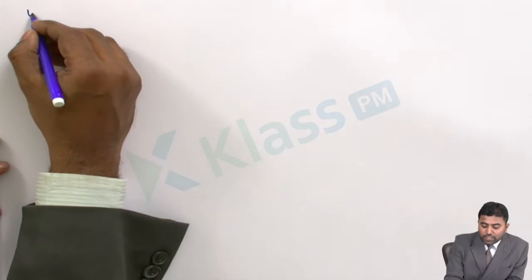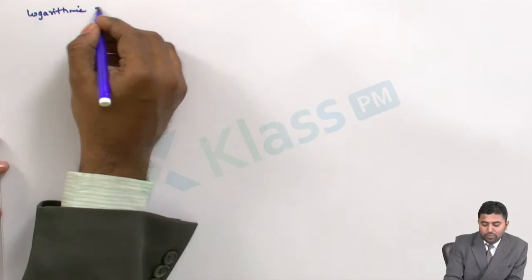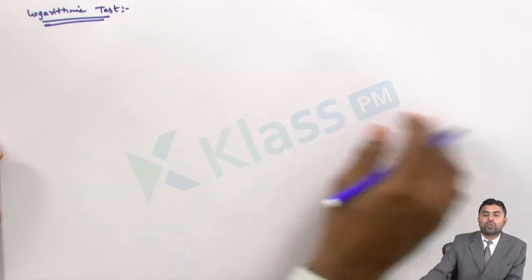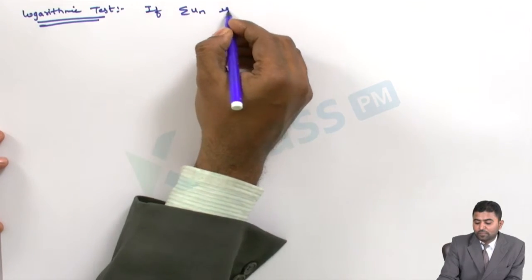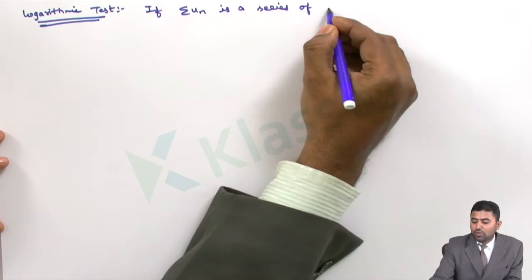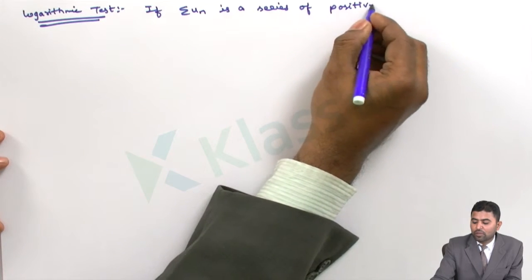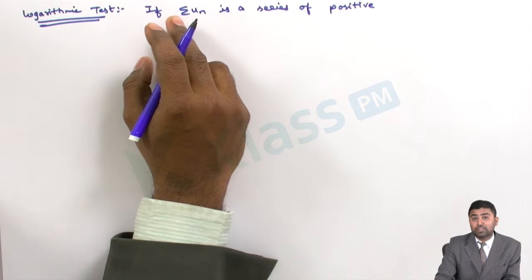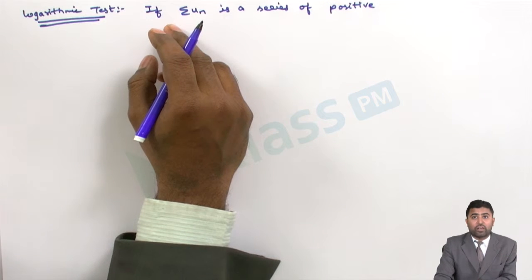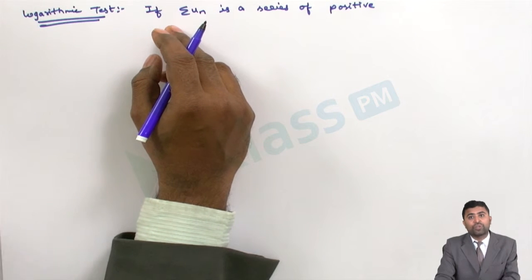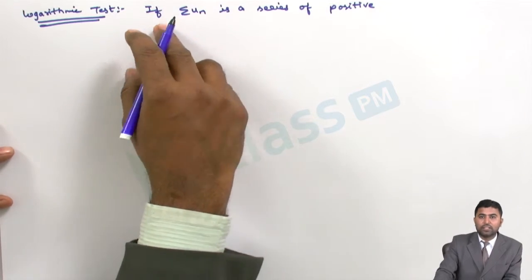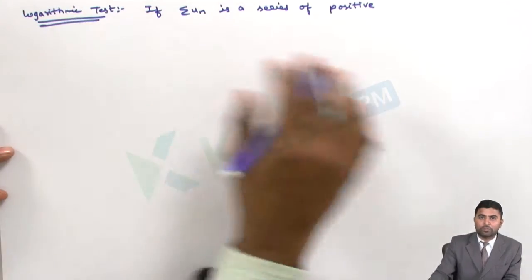Now we'll see the logarithmic test. Okay, when to use the logarithmic test? We'll write it. If summation un is a series of positive terms, it is not actually given in the syllabus, but see that whenever the test fails and you are having the answer of x in terms of e, you need some test. That test is the logarithmic test. That's the reason I'm telling you one problem based on this logarithmic test.